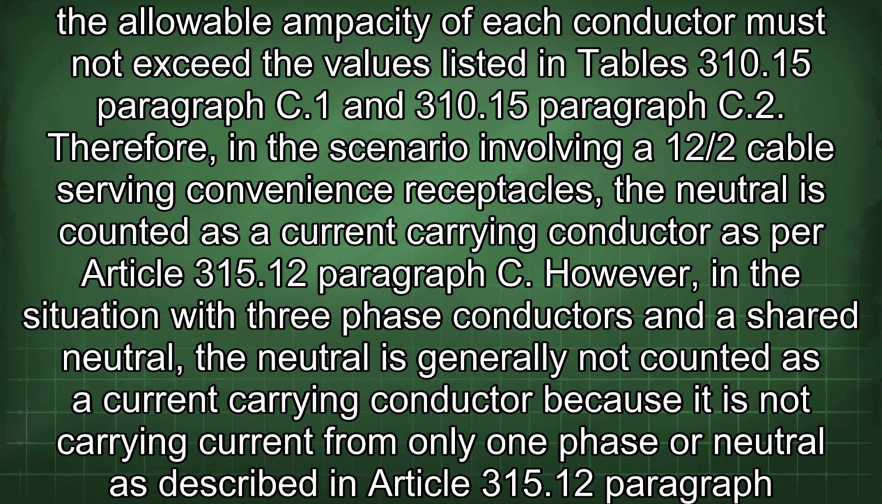However, in the situation with three-phase conductors and a shared neutral, the neutral is generally not counted as a current carrying conductor because it is not carrying current from only one phase or neutral as described in Article 315.12 paragraph B, and in a balanced three-phase system should ideally carry minimal current.